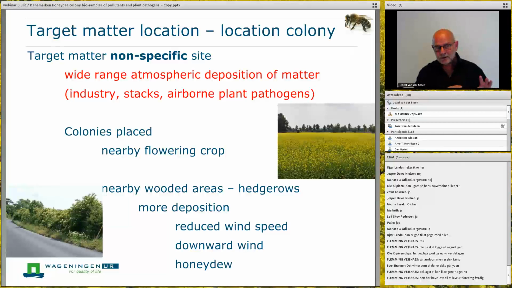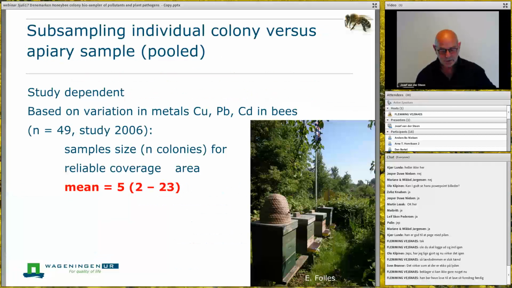So when you really want to have an overview and some information about pollution in your area, and you want to use honeybees for it, sample them in the vicinity of woods or hedgerows, because there you have the most pollution.